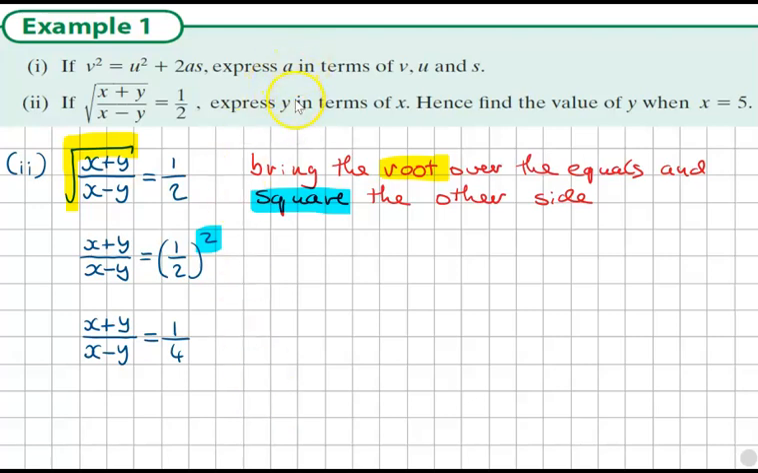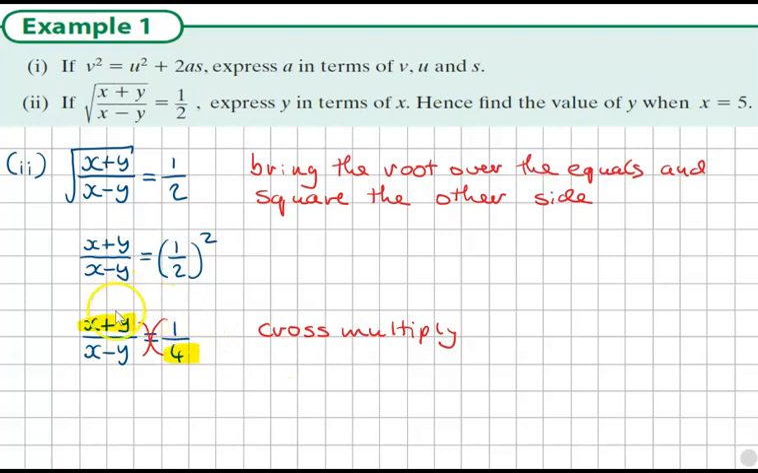So remember, we want to get the y on its own. So at the moment, we have it contained in a numerator and a denominator. So there's a couple of ways that you could continue here. So we could multiply both sides by x minus y to break up this fraction, or we could cross multiply to break up the fractions. So I'm going to go with cross multiply. So I'm going to multiply the top left by the bottom right and the top right by the bottom left.